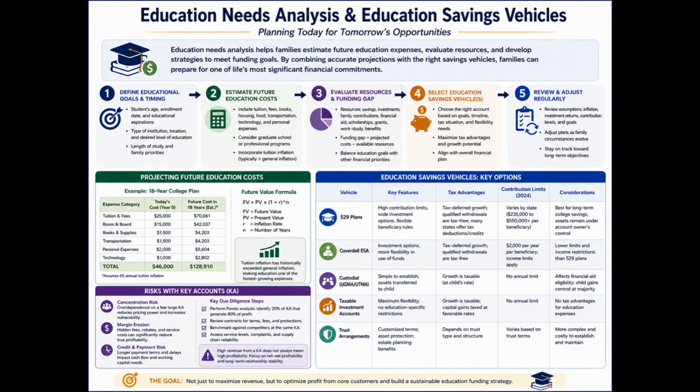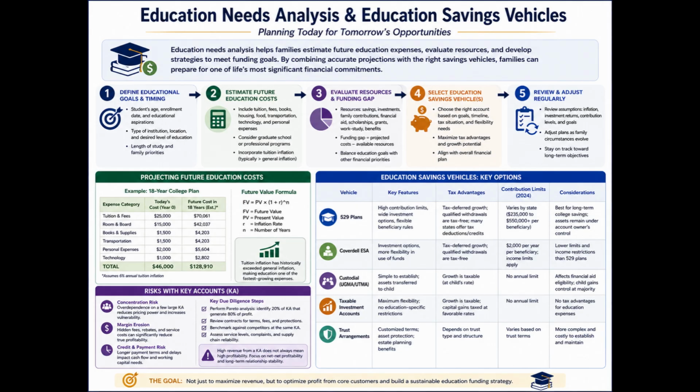Once projected costs are determined, planners evaluate available resources and calculate any funding gap. Resources may include current savings, investment accounts, anticipated family contributions, financial aid, scholarships, grants, work-study opportunities, and educational benefits provided by employers or government programs. The difference between projected expenses and available resources represents the amount that must be funded through future savings or financing strategies. Understanding the funding gap helps families prioritize education goals within their broader financial plan.